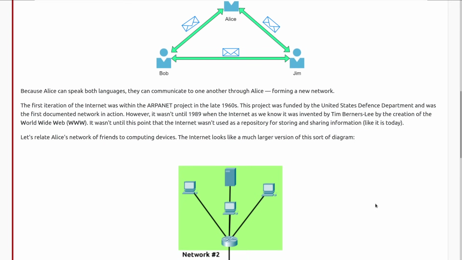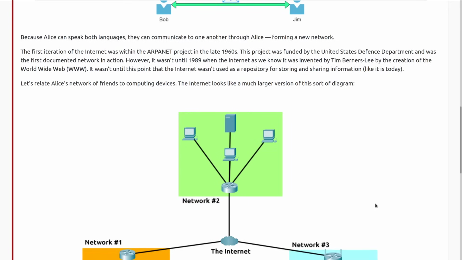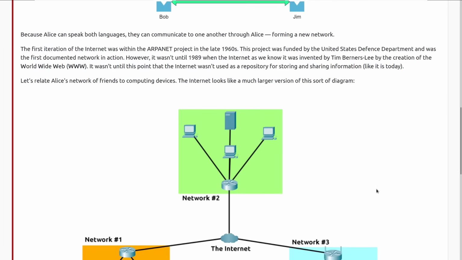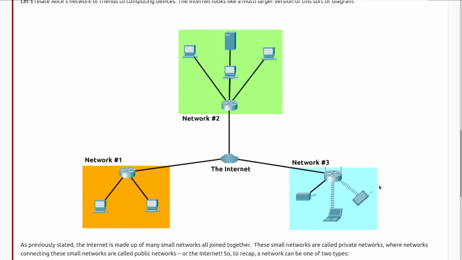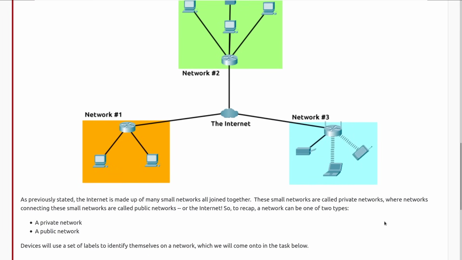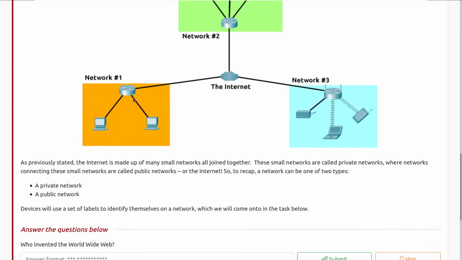Let's relate Alice's network of friends to computing devices. The internet looks like a much larger version of this diagram, and you can see this is a very, intensely abbreviated version of the internet, where we have many small networks that are interconnected with a translating device in the form of a router. Even though this is not necessarily translating, it's NAT and PAT. Don't worry about that right now. Just know that this is a way that we have gateways for our private networks to talk to the internet.